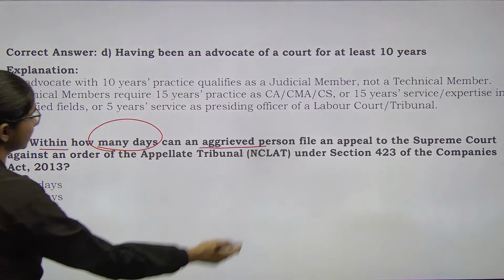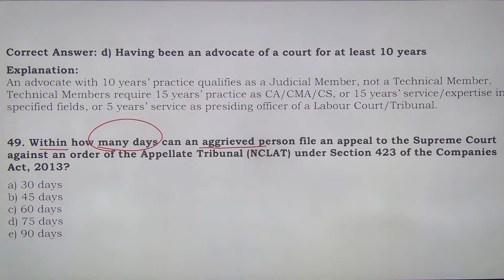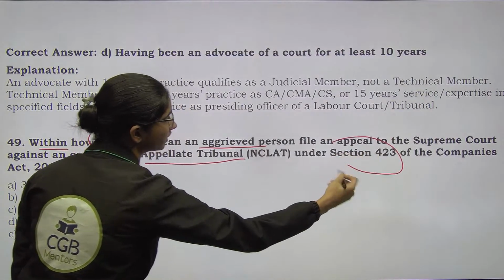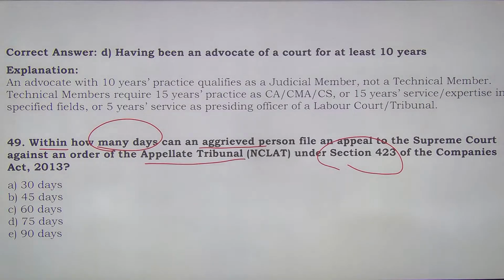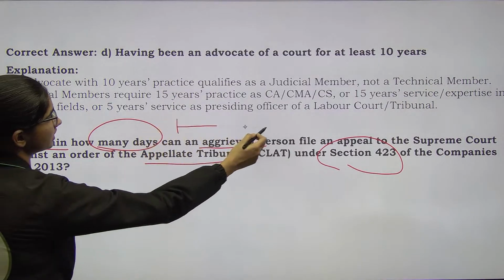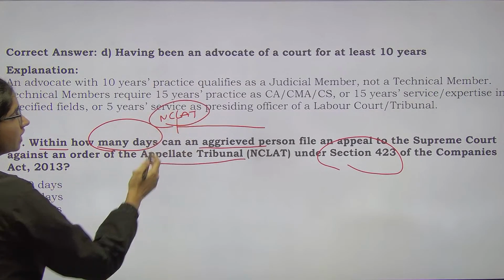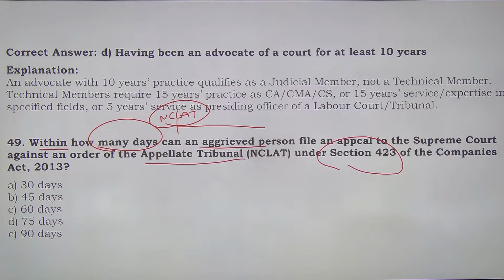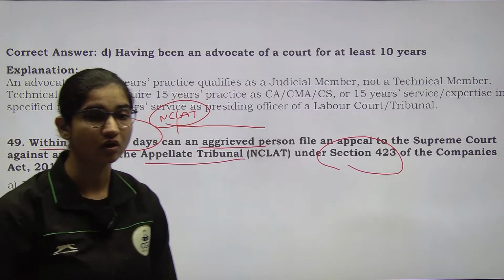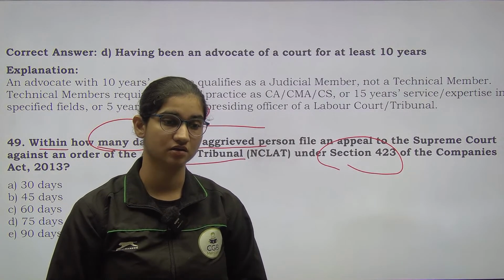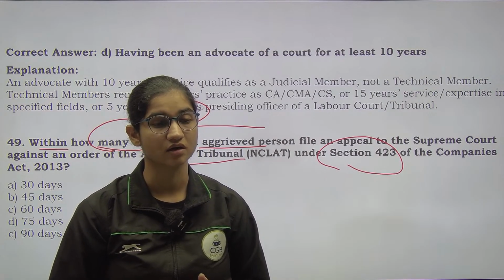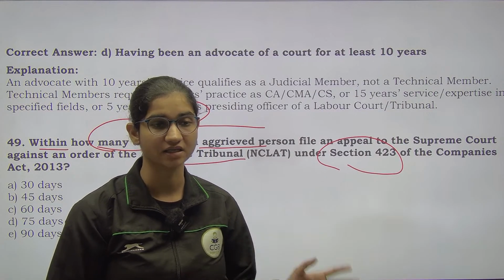Question number 49 is asking: within how many days can an aggrieved person file an appeal to the Supreme Court against an order of the Appellate Tribunal under section 423? So this question is asking about certain grievances that you have taken to NCLAT. Now you as a party are not satisfied with the hearing or resolution provided to you by the NCLAT, right?